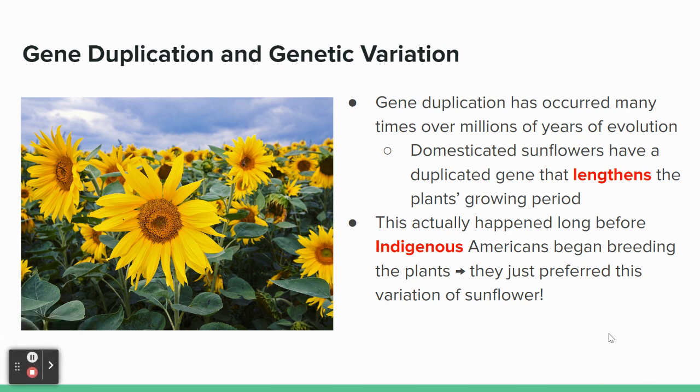Domesticated sunflowers have a duplicated gene that lengthens the plant's growing period. This actually happened long before indigenous Americans began breeding the plants. They just preferred that variety of sunflower, so they kept breeding it, and that's the one we have today. And that is it for today's notes.